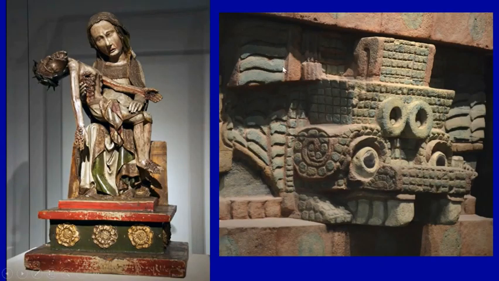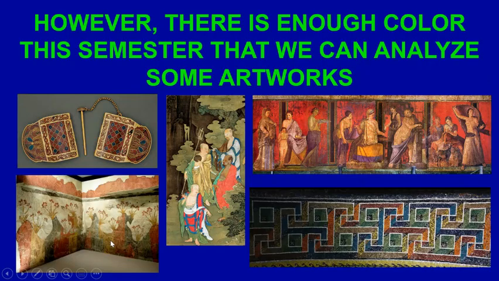You can still see some of the polychrome that tints the shades or the shapes on the figures, and on some, like the Pietà over here on the left, the paint is kind of worn away. However, there's enough color this semester that we can analyze some works of art.